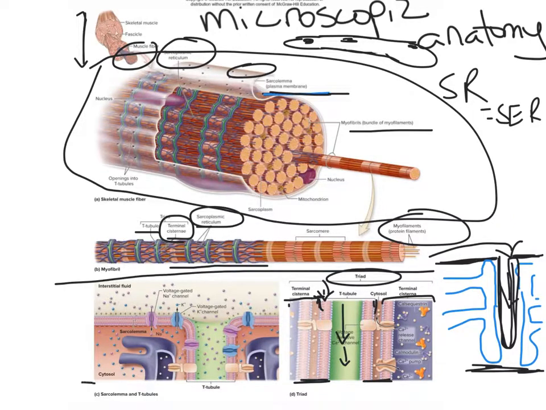When you look at this a little bit closer, when you look at the sarcolemma, the plasma membrane, you can see that it has channels associated with it. There are voltage-gated sodium channels and voltage-gated potassium channels, and these will be involved in the excitation of the sarcolemma to be able to cause contraction of the skeletal muscle.